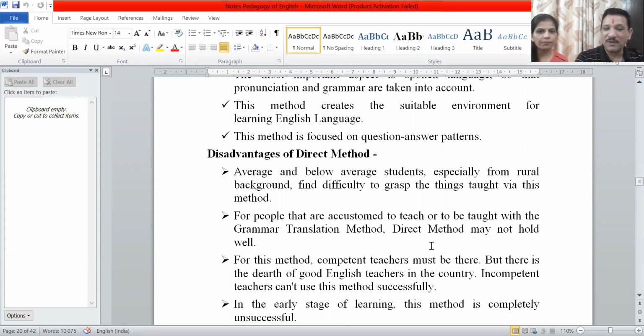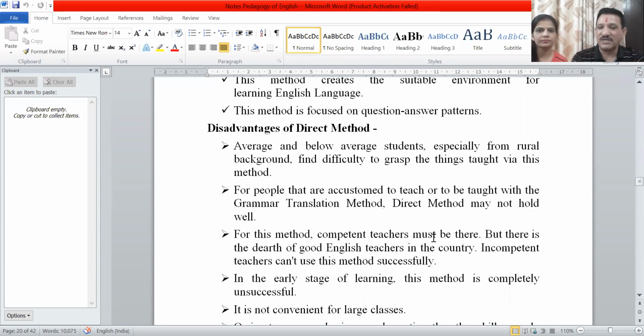Second, for people who are accustomed to teach or to be taught with the grammar translation method, the direct method may not hold well. Generally, we read in English and after that we translate it into Hindi. In this way, we become habitual to the grammar translation method. While we are using only the English language, that is the direct method, some students who have become habitual to listening to both languages are unable to understand what the teacher is going to teach.